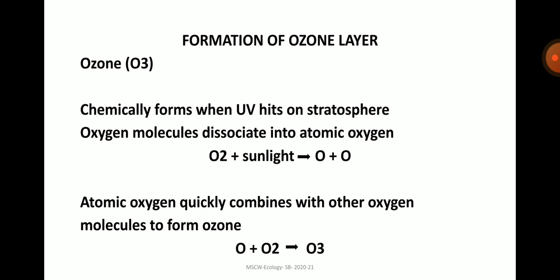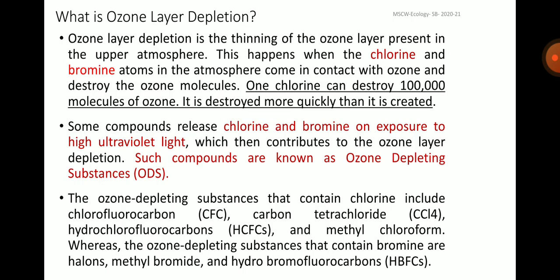Now, let us learn more about the formation of ozone layer. Ozone, that is O3, is chemically formed when UV radiation hits the stratosphere. The oxygen molecules dissociate into atomic oxygen, that is O2 plus sunlight will give O plus O. The atomic oxygen quickly combines with another oxygen molecule to form ozone, that is O plus O2 will give O3, that is the ozone.